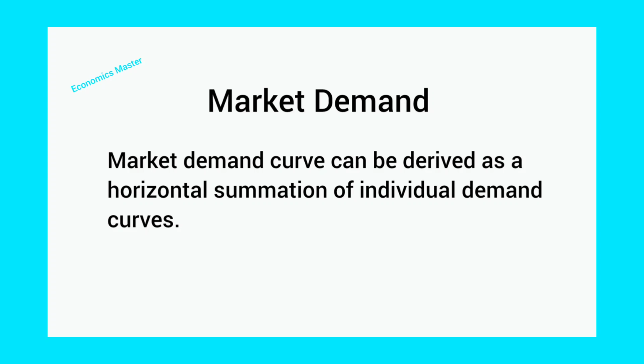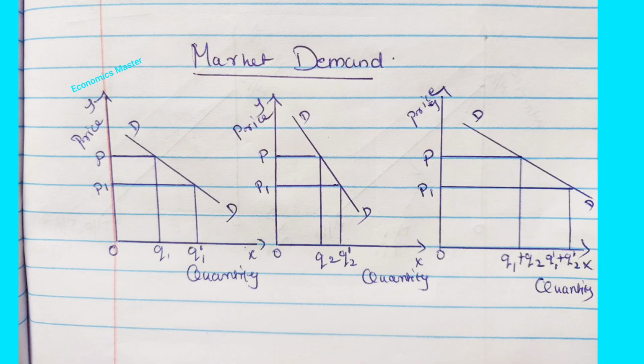Market demand is the horizontal summation of individual demand curves. Figure 1 and 2 show individual demand curves. In figure 1, when the price is P, the quantity demanded is Q1. When the price decreases to P1, quantity demanded increases to Q1 dash. In figure 2, when the price is P, the quantity demanded is Q2. When the price decreases to P1, quantity demanded increases to Q2 dash.